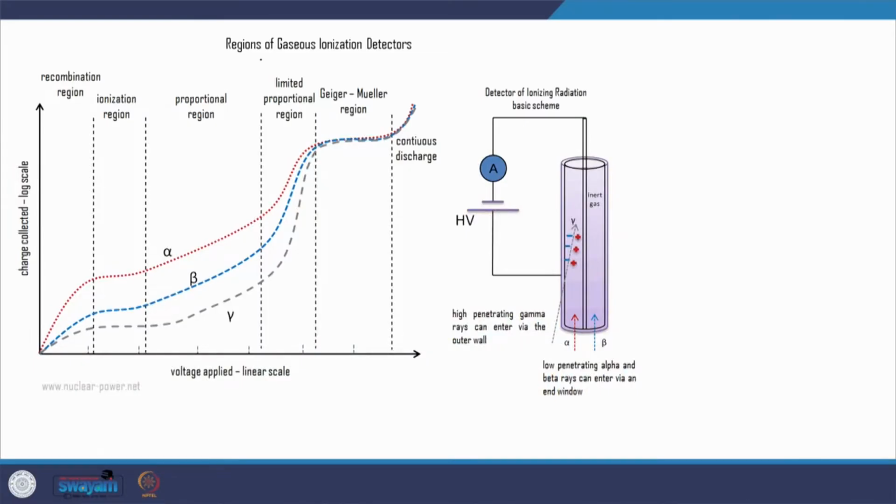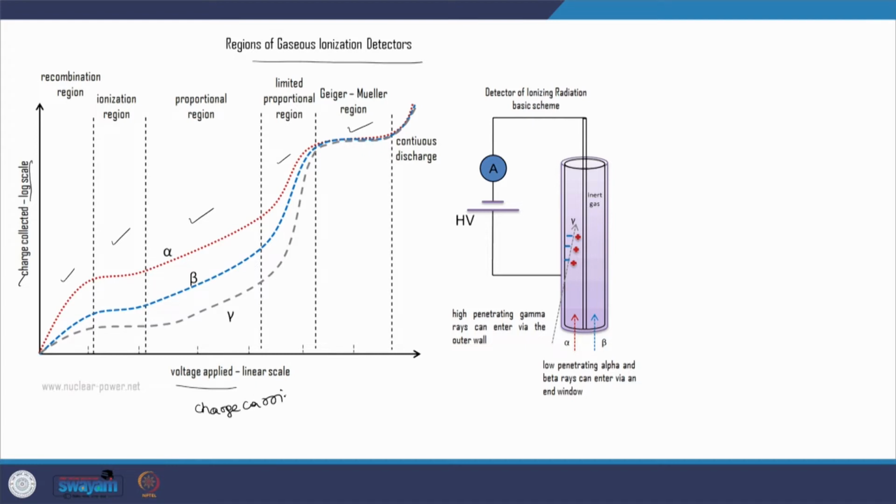Let me start with the gas detectors. Hope you have been taught this in your BSc. The gas filled ionization detectors work in different regions: recombination, ionization, proportional, limited proportional, and Geiger-Müller region. If you plot the collected charge against the applied voltage, this is in linear scale, and this is in log scale. Initially, because of the ionization and excitation, charge carriers are created.